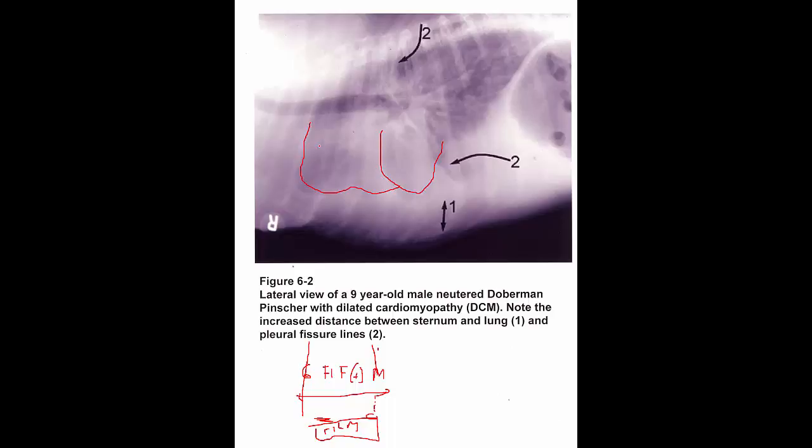So this is the difference between fluid opacity and gas opacity. You no longer see that gas opacity in here. And basically you can see the discrepancy between the lung lobes and the fluid.